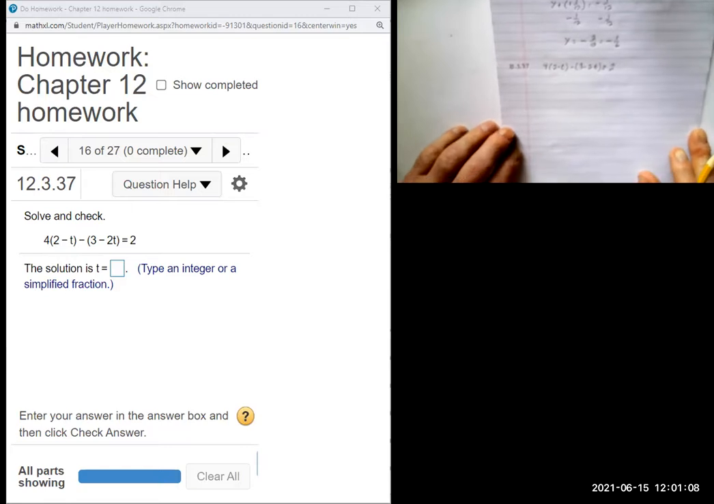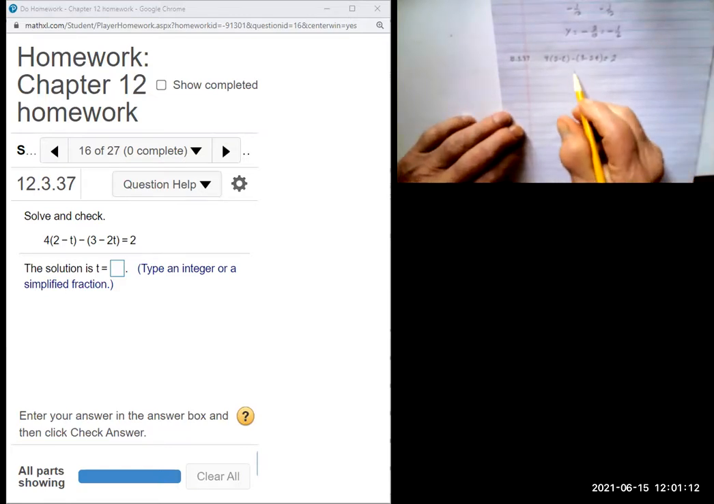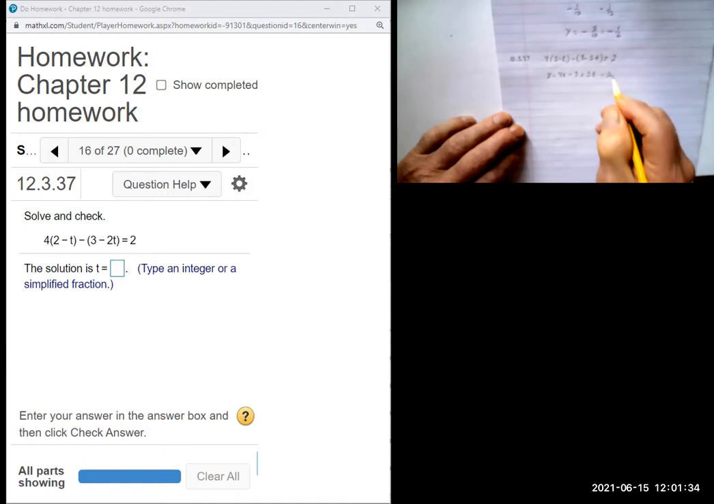The next equation we're solving is written down. We need to distribute the 4 across the parentheses, so that's going to be 8 minus 4t. Minus, think of it as minus 1. Distribute the minus 1 across the parentheses, that's going to be minus 3. And a minus times a minus would be plus 2t, all equal to 2.